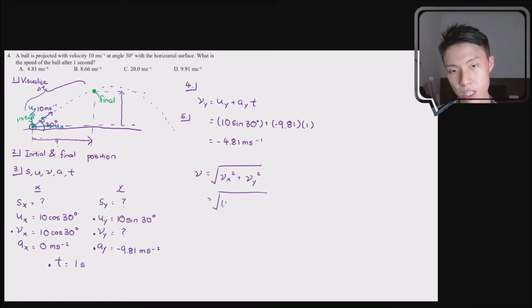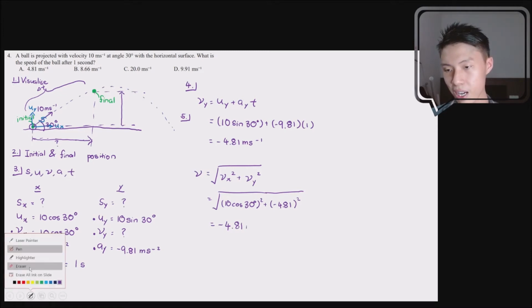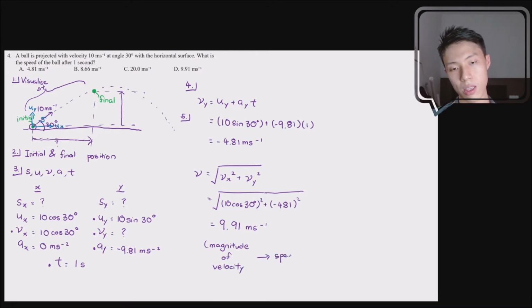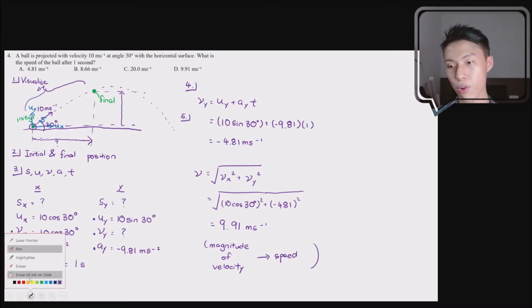So you perform a calculation. This is (10 cos 30 degrees) squared plus (negative 4.81) squared. For Pythagoras theorem, you know that the answer should be positive, because this is the magnitude of a velocity, and the magnitude of a vector must always be positive. So it's 9.91 meters per second. This is the magnitude of velocity, and we know that the magnitude of velocity is equivalent to speed. That's why this will be our answer. So the answer should be 9.91.